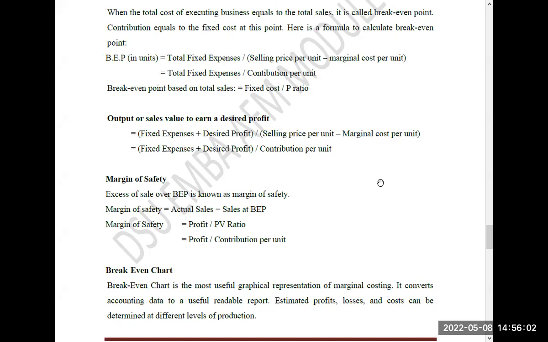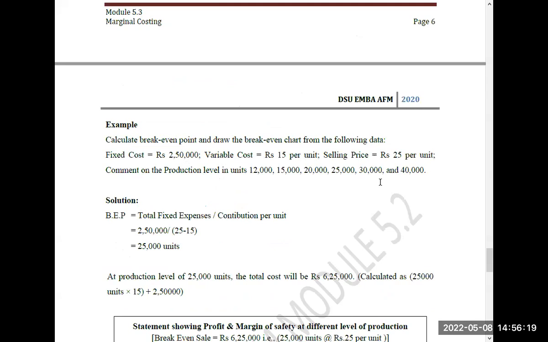Otherwise, margin of safety is equal to profit divided by PV ratio. Otherwise, profit divided by contribution per unit. This will give you the answer in units. This will give you the answer in rupees. This will give you the answer in units. So these are the various concepts of break-even point.